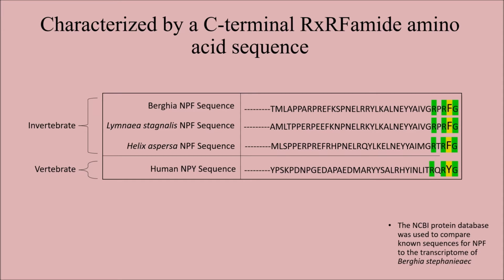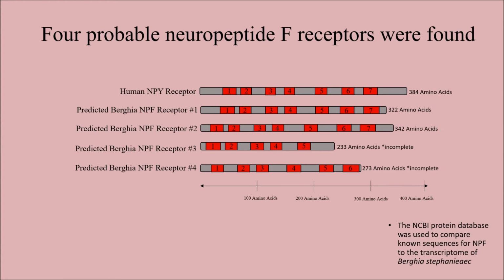Neuropeptide F is characterized by its C-terminal RX-RF amino acid sequence. You can see in the figure highlighted in green various NPF sequences, including Berghia's, that all contain the RX-RF motif. At the bottom is the human neuropeptide Y sequence, which contains an RX-RY. This is the difference between NPF and NPY, a tyrosine substituted for a phenylalanine.